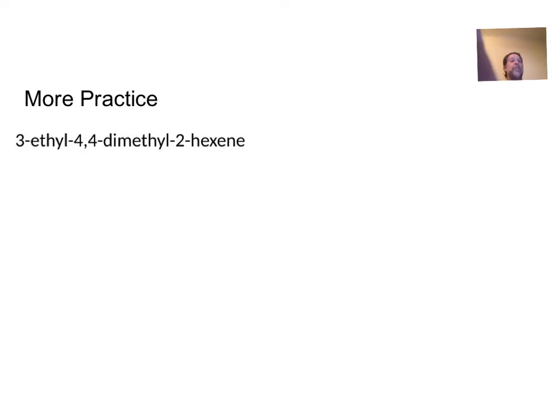Last one that we're going to try together here. So let's see. I know that the "ene" tells me there's a double bond. The "hex" tells me there's 6 carbons, and the 2 tells me the location of the multiple bond. So it's a 2-hexene. The "yl" tells me there's a branch. The "meth" tells me it's a 1 carbon long branch. The "di" tells me there's 2 methyl branches, and the 4,4 tells me the location of them. There's also a "yl" over here, and the "eth" tells me it's a 2 carbon long branch, and the 3 tells me the location of it.